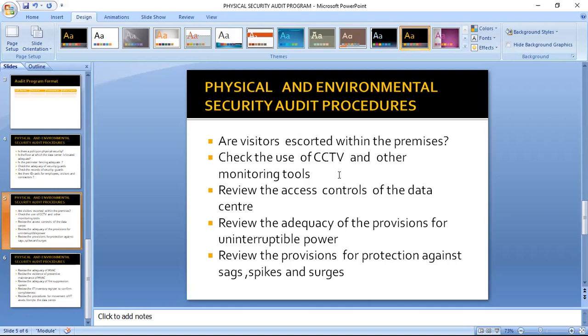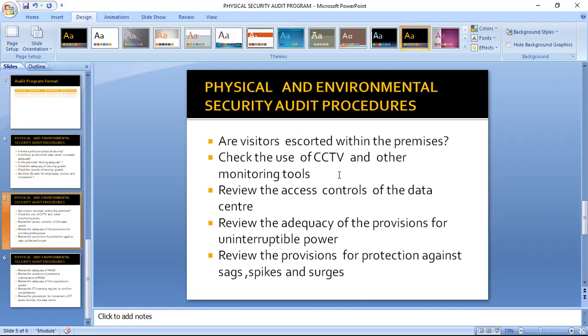Then review the access controls of the data center. Physical access control: for example, you may expect to have something like a biometric door, so if your fingerprint is not on the system, you cannot have access to the data center. Can people just walk into the data center anyhow? These are some of the checks the auditor needs to take note of.